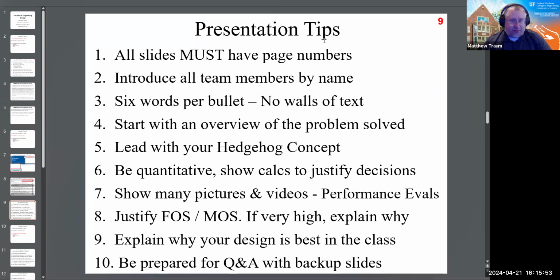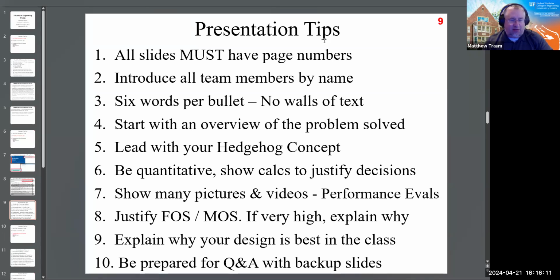Number two, introduce all your team members by name in the very beginning. That is just to demonstrate your professionalism, that everybody in your team is actively engaged, and to get things off on the right foot.